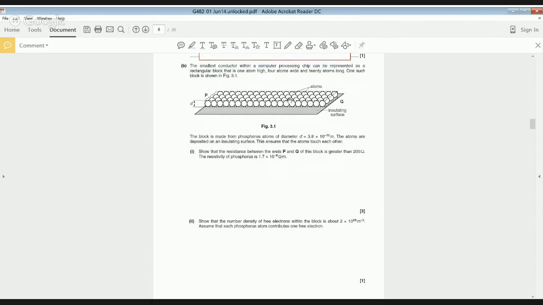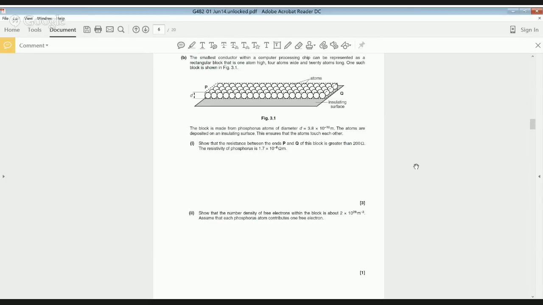It gives us a conductor, and the conductor happens to be made of 20 atoms, a rectangle of 20 atoms along and 4 atoms across. And it tells us what the diameter of each of those atoms are. I wouldn't worry about the fact that they are spherical. We can make assumptions that the whole thing is a solid rectangle. So part I, show that the resistance between the ends P and Q of this block is greater than 200 ohms. The resistivity of phosphorus is 1.7 times 10 to the minus 8 ohm meters.